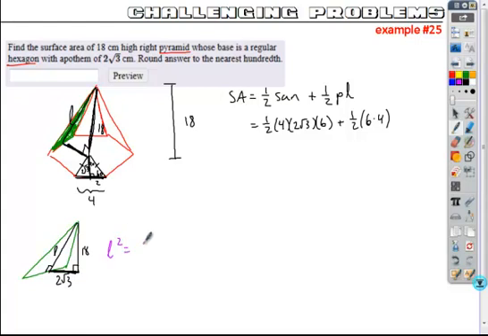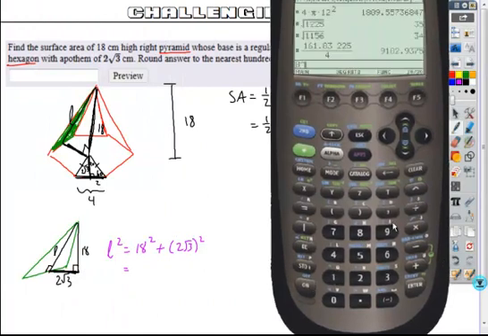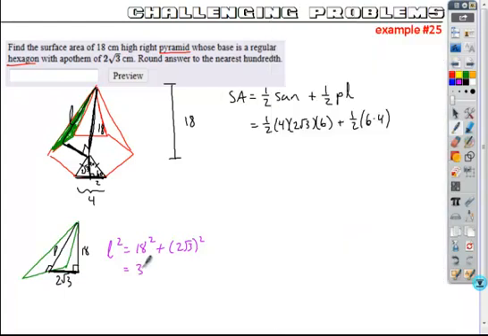Knowing that, it allows me to find my L value, my slant height, because it's the Pythagorean theorem. Hypotenuse squared is equal to the sum of the squares of the two legs. If I calculate this, 18 squared is 324. 2 squared is 4, √3 squared is 3, 4 times 3 is 12. If I combine those, I get 336 is equal to L squared. Extract the square root, and my L value is equal to the square root of 336.